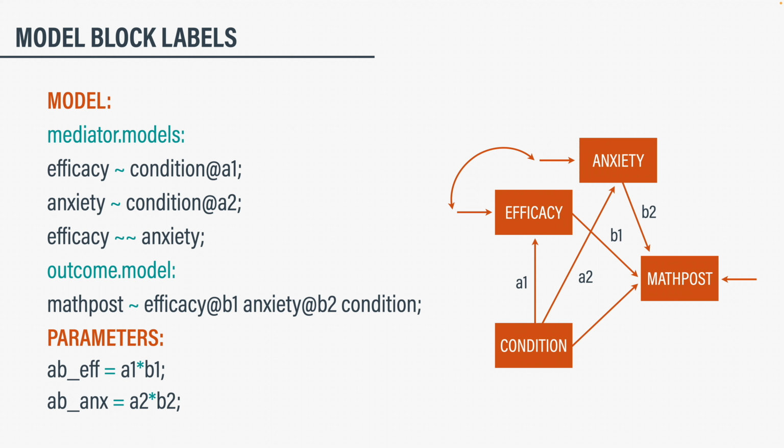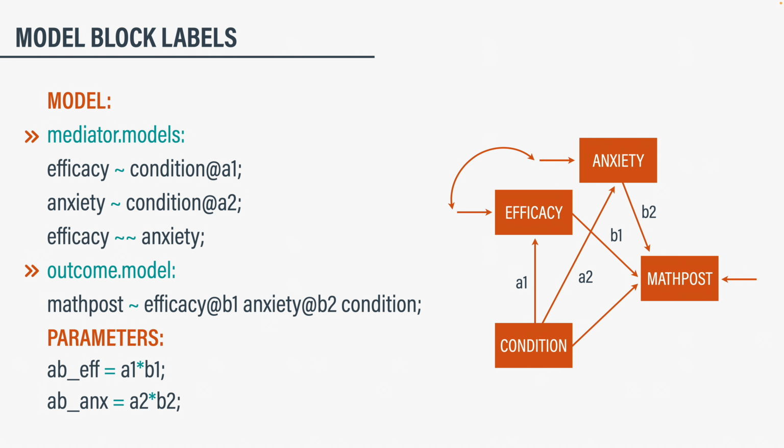Before we go forward, I want to show you a little bit of housekeeping. Every regression equation in the model section has its own summary table, and those summary tables are ordered alphabetically. There may be situations where we want to specify the order of the output tables manually, and we can do that really easily by inserting labels into the model section. So in this example, I insert two model block labels, mediator.models and outcome.model. And those just have to end in a colon. What that ends up doing then is printing the self-efficacy and anxiety models first on the output, and then the outcome model, the math post model, would be next.